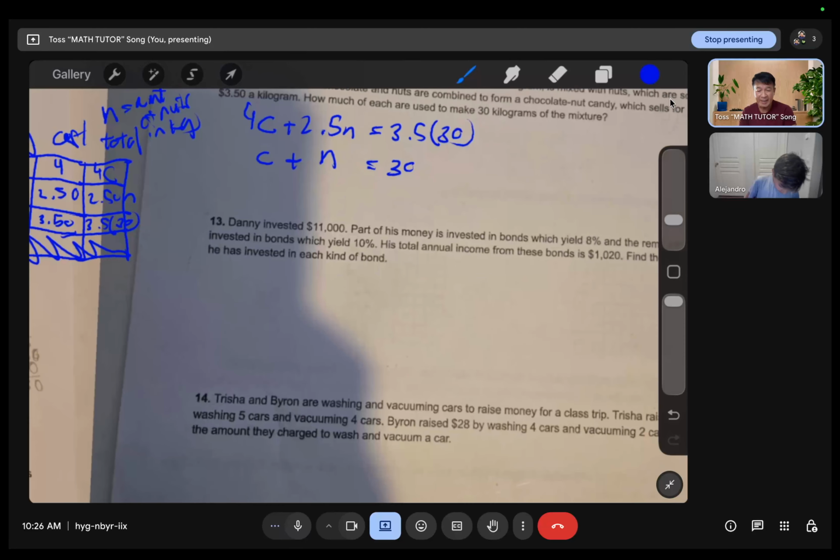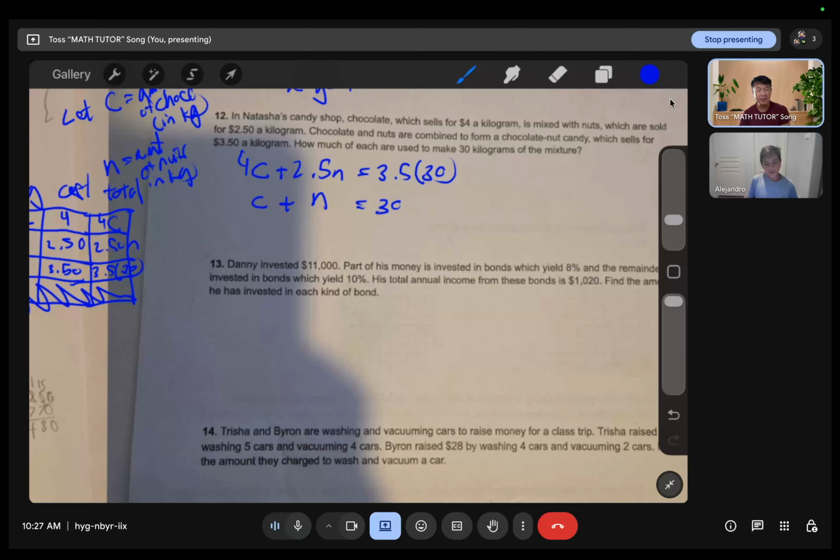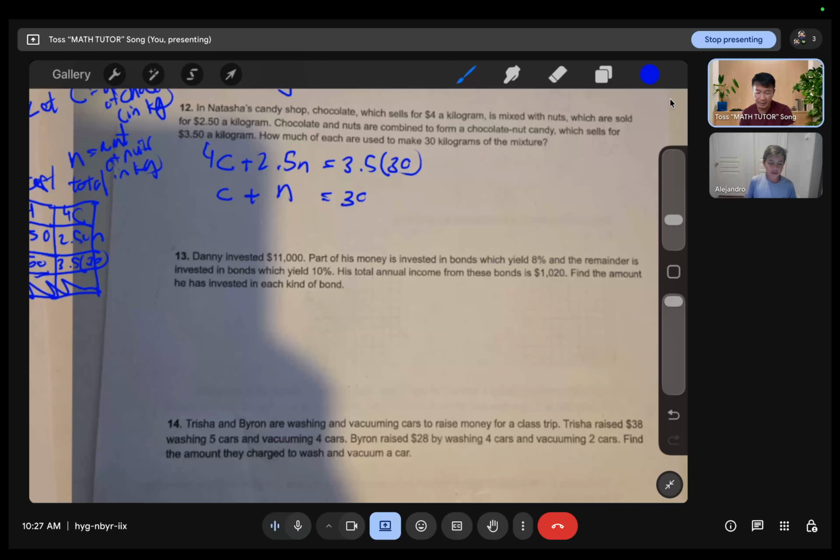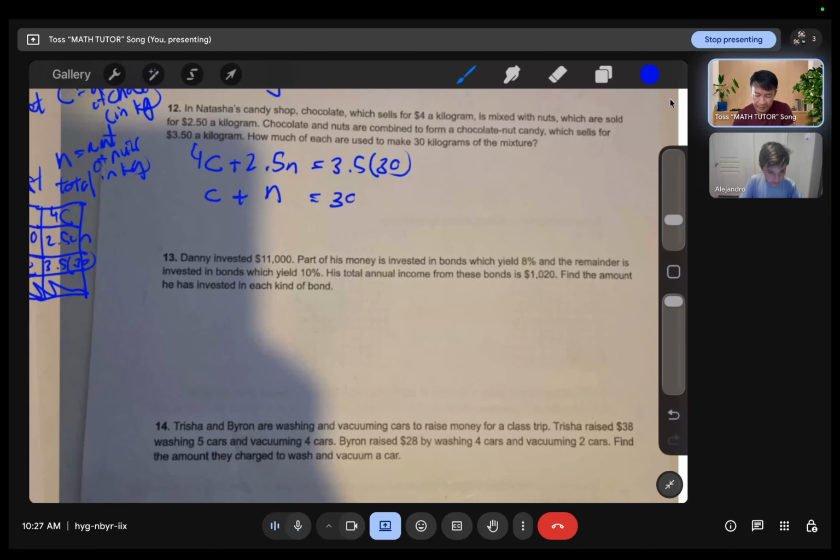Now, I know that you can do a table on this, but to me, this is actually a little simpler than number 12. So do you want to do it without? Yeah, let's do it without. Yeah, I think I can do it without the table. What do you think? Let's go for it. What variable do you want to assign?